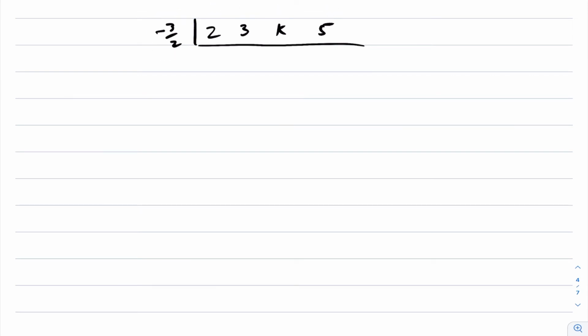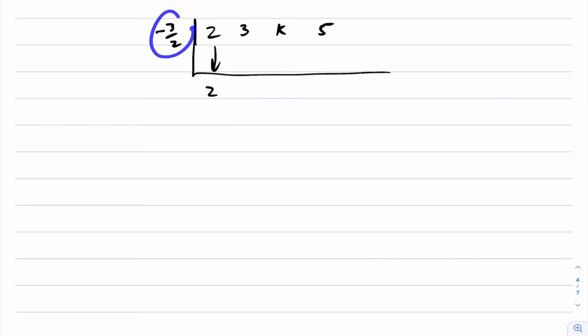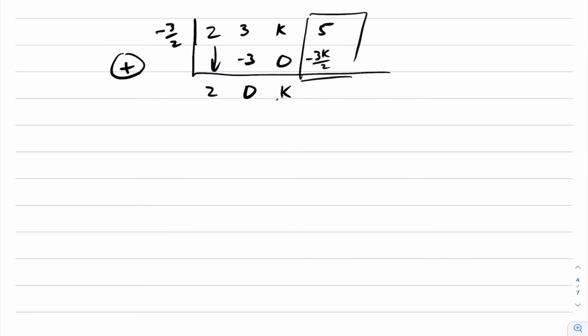So how it works is we first drop the 2 down, and then through multiplication, we take minus 3 halves times 2, which is negative 3. The operation is always addition, so 3 plus negative 3 is 0. Multiplying, we get 0. Adding, once again, we get k. And multiplying this out, we take minus 3 halves times k, which gives us minus 3k over 2. And now again, through addition, we add these up. This is my remainder, and my remainder here is going to be 5 minus 3k over 2.